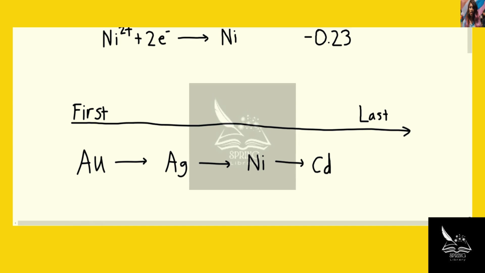So that is the correct order in which each one of these metal ions will plate out into their solid form based on their standard reduction potentials.